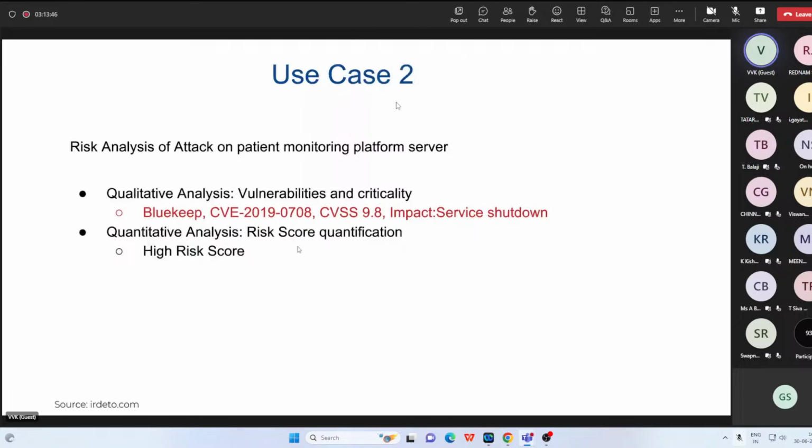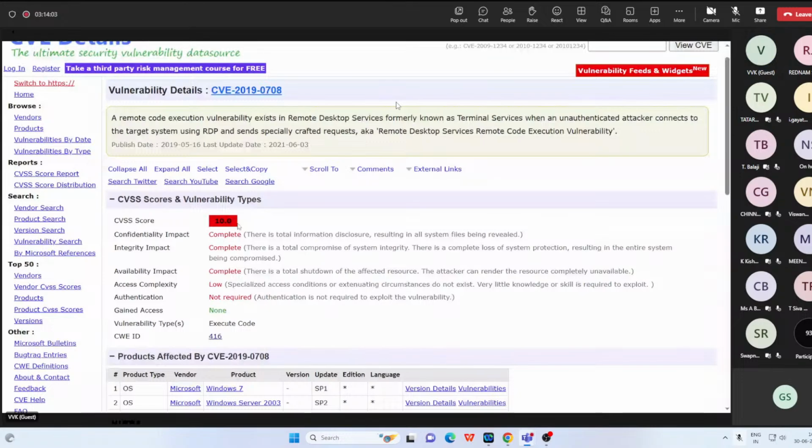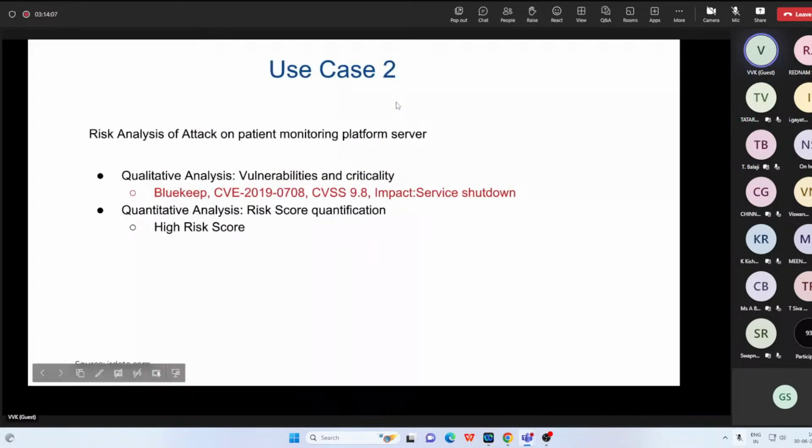This is the same one that I have shown you now. On the platform server, this is the vulnerability, which is very high. So that was the BlueKeep CVE.